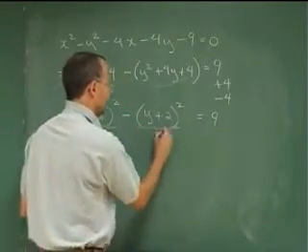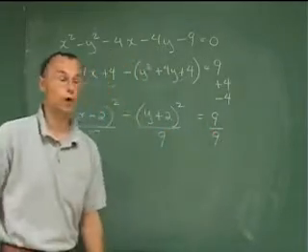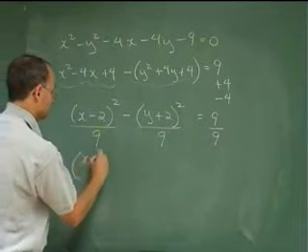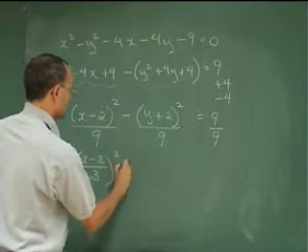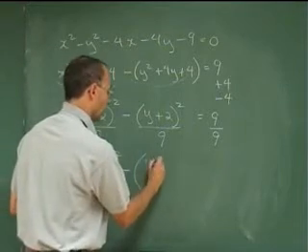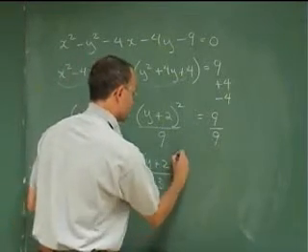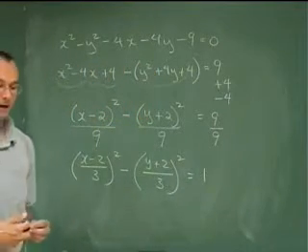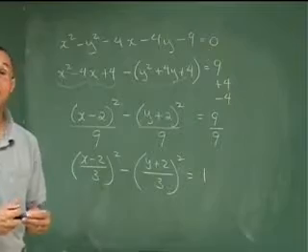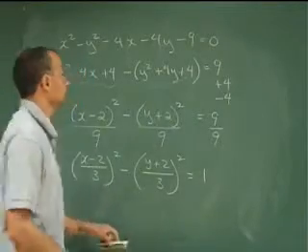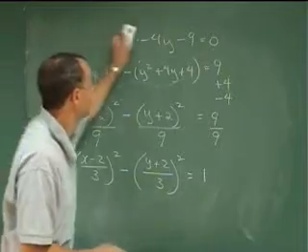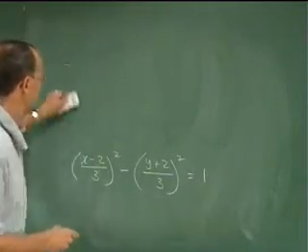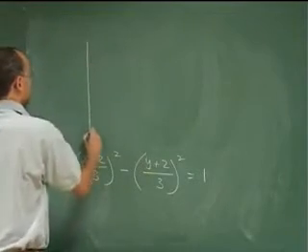Divide everything through by that 9 so that we have it equal to 1. And here's what my final standard form would look like. I have ((x minus 2) over 3) squared minus ((y plus 2) over 3) squared equals 1. So I now have it in lovely standard form, and I'm ready to go ahead and graph it. So what I'm going to do is make a little space over top and get to graphing. Alright, let's see what we can do with this.